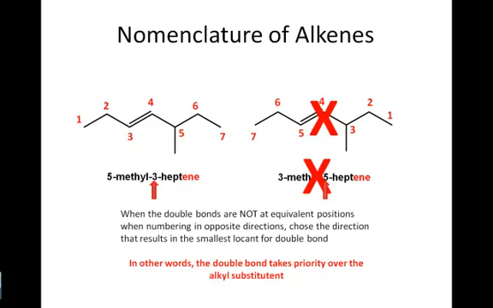So my name here is going to be 5-methyl-3-heptene. I want to go with the 3-heptene because that's the smallest locant for the double bond. It's not going to be called 3-methyl-5-heptene.